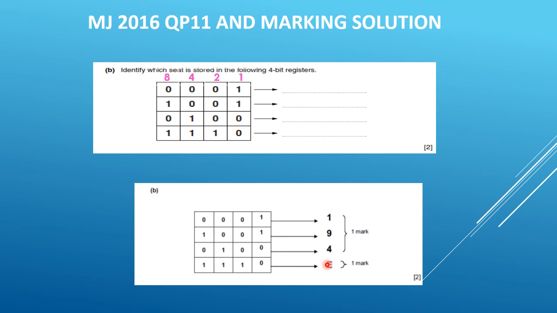So this is how a binary number is converted into an equivalent hexadecimal number. You can also see the mark division. The first 3 rows consist of 1 mark and the last row consists of 1 mark. So this is how you can get 2 marks.